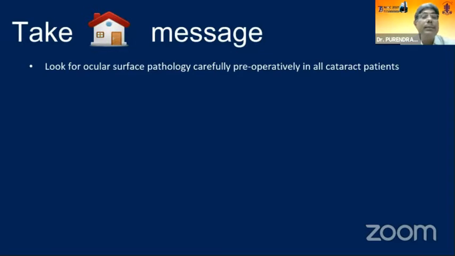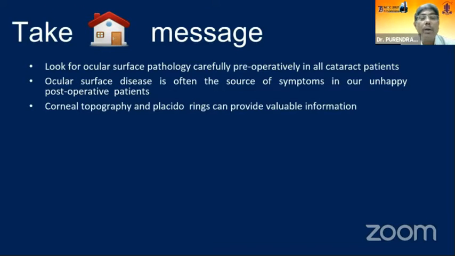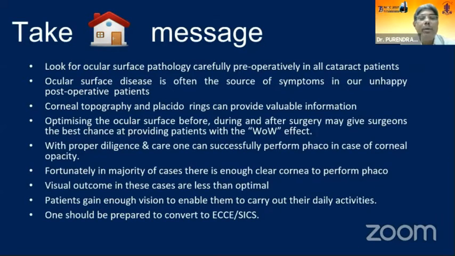So, take-home message is, look for ocular surface pathology carefully pre-operatively in all cataract patients, more so in premium IOL patients. Ocular surface disease is often the source of symptoms in our unhappy post-operative patients. And corneal topography and Placido rings can provide valuable information before taking the patient for surgery. Optimizing the ocular surface before, during, and after surgery may give surgeons the best chance at providing patients with the wow effect. With proper diligence and care, one can successfully perform phaco in cases of corneal opacity.